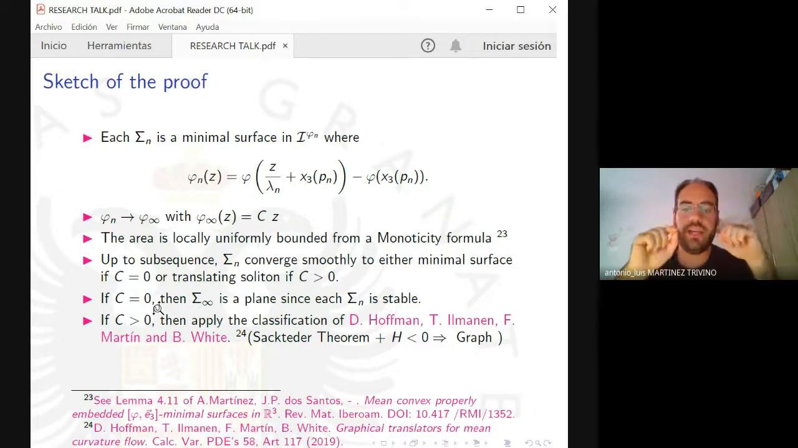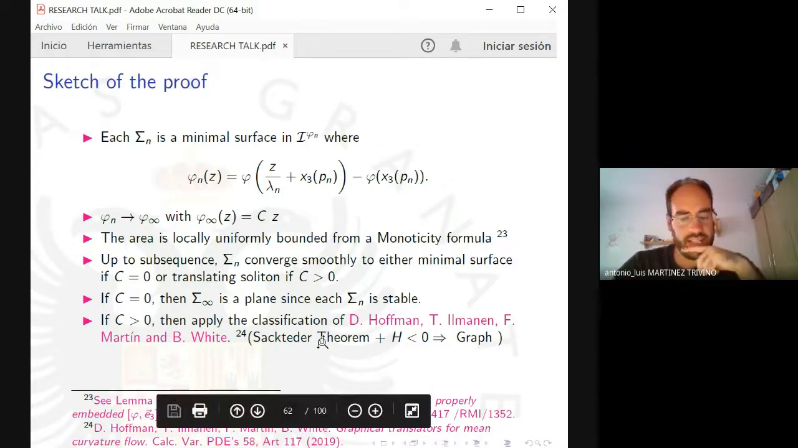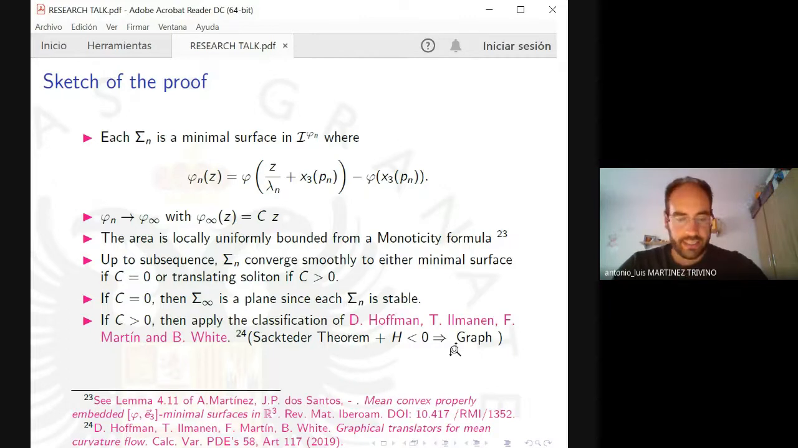On the other hand, if C is positive, we obtain that the limit is a complete mean convex translating soliton. Using the strong half-space theorem, we obtain that sigma is either a vertical plane or a graph. In the second case, if the limit is a graph, we obtain that the limit is a complete translating soliton graph. So the proof follows using the classification of Hoffman, Ilmanen, Martin, and White.